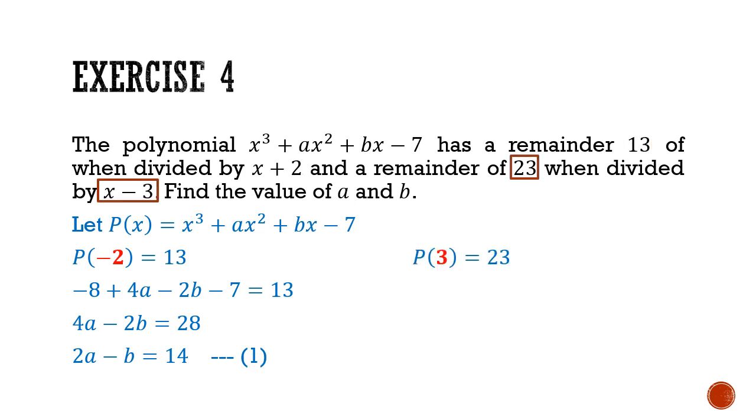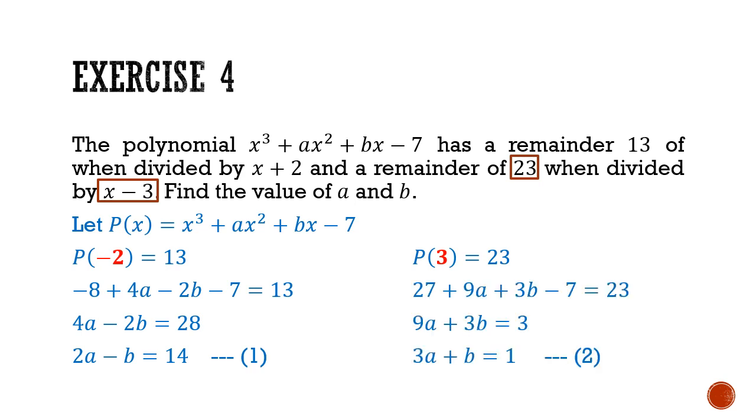Next, since we get a remainder of 23 when divided by x minus 3, this means that p(3) equals 23. So when I substitute 3 into the polynomial function and simplify it, I'm going to get 3a plus b equals 1. I'm going to call this equation 2.